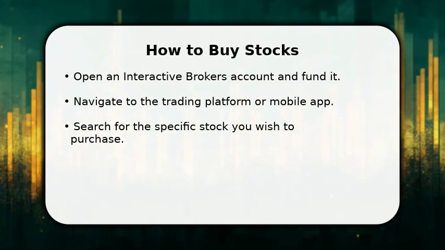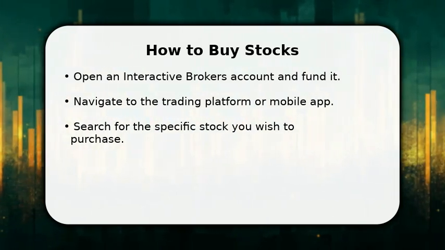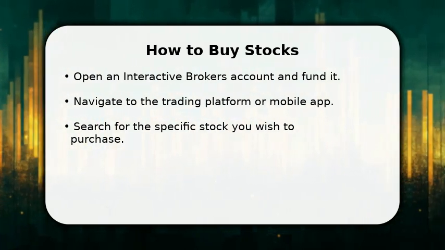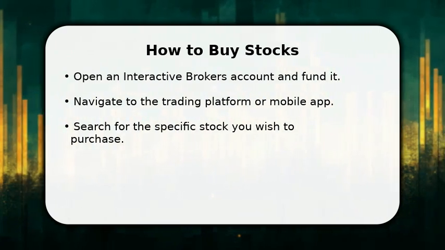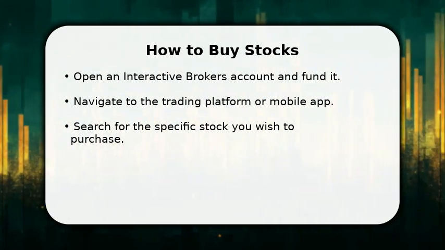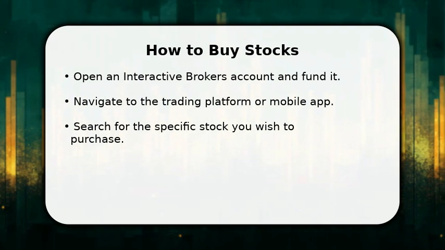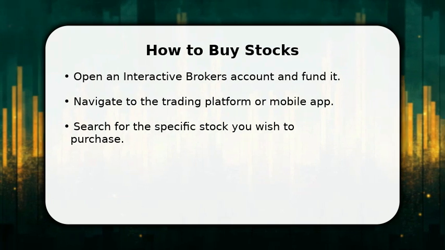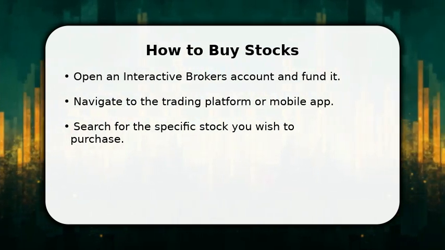Enjoy the video. In this video, I will explain how to buy stocks using Interactive Brokers. First, you will need to open and fund your Interactive Brokers account. Once your account is ready, navigate to their user-friendly trading platform or mobile application. From there, you can easily search for the specific stock you are interested in purchasing. This initial setup is straightforward and gets you ready for your first investment.